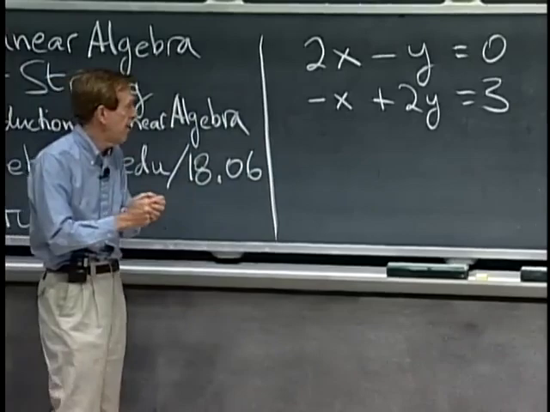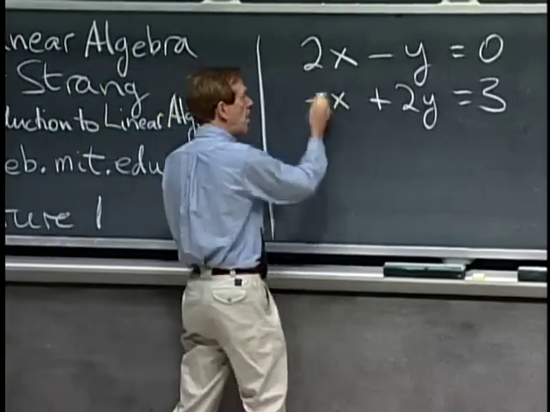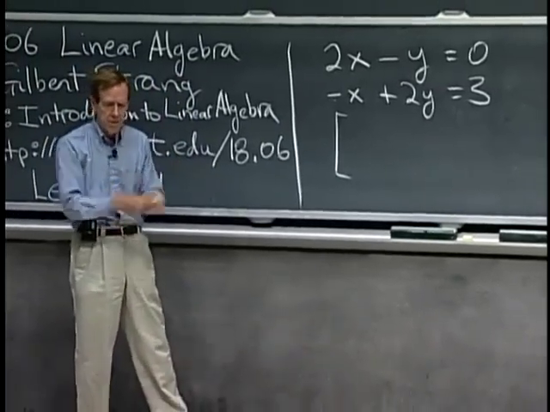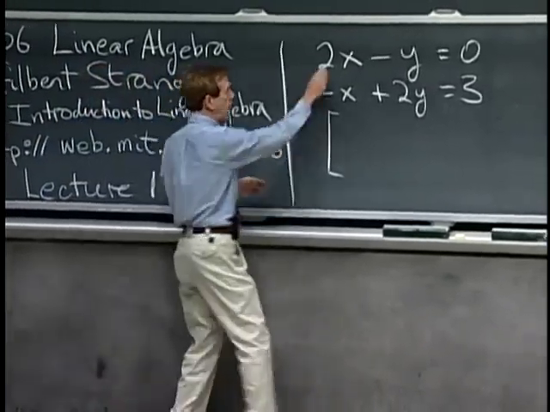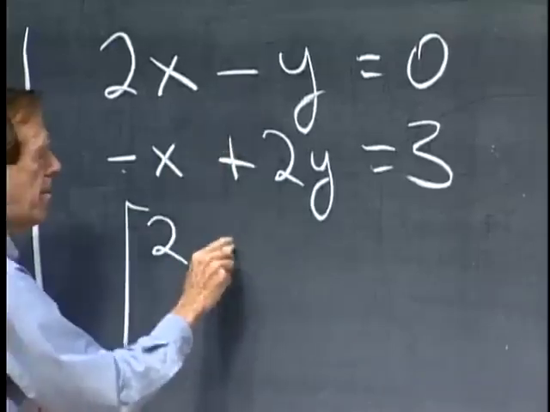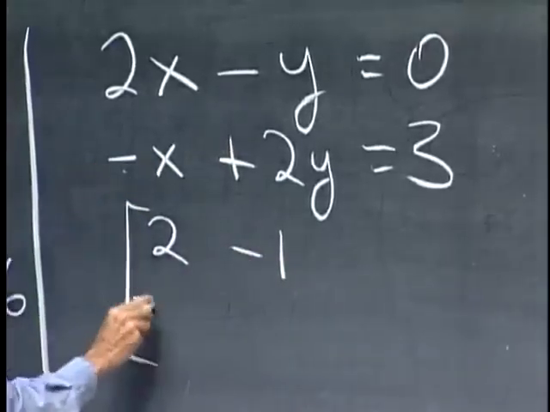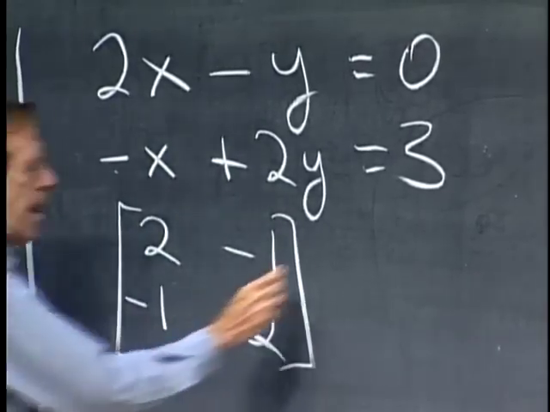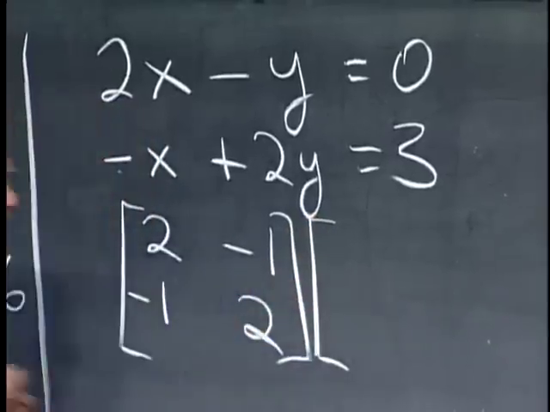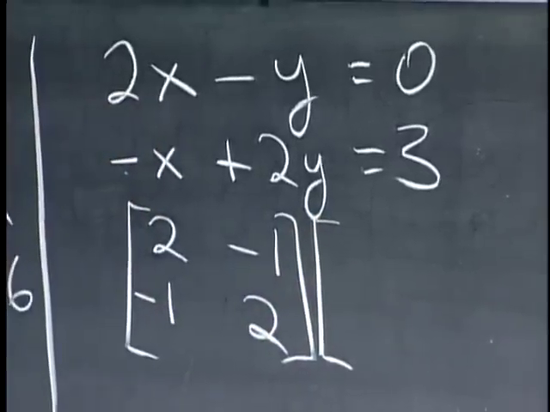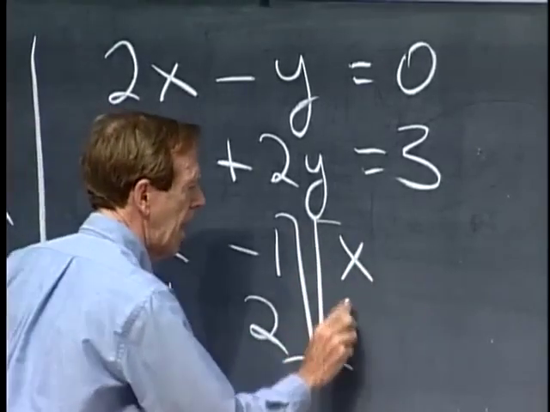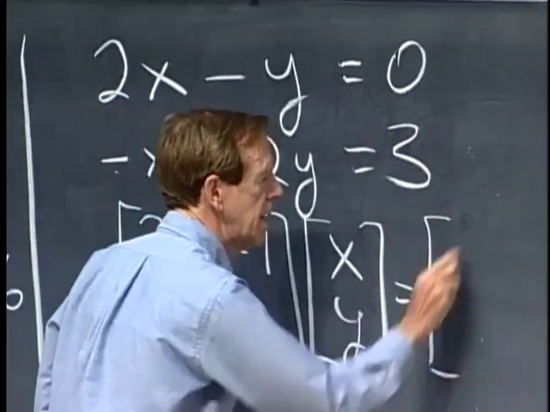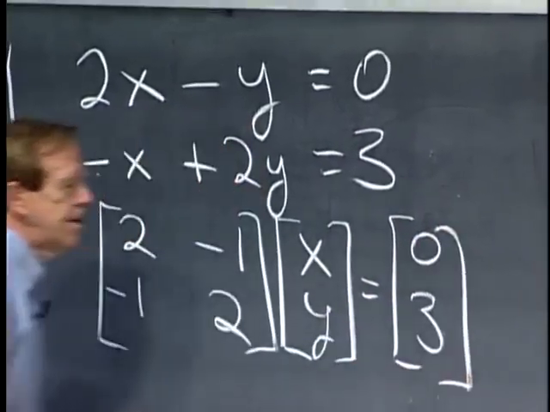I can even say right away, what's the coefficient matrix? The matrix that involves these numbers. A matrix is just a rectangular array of numbers. Here it's 2 rows and 2 columns. So 2 and minus 1 in the first row, minus 1 and 2 in the second row. That's the matrix. And the unknown, well, we've got 2 unknowns. So we've got a vector, x, with 2 components, x and y. And we've got 2 right-hand sides that go into a vector 0, 3.